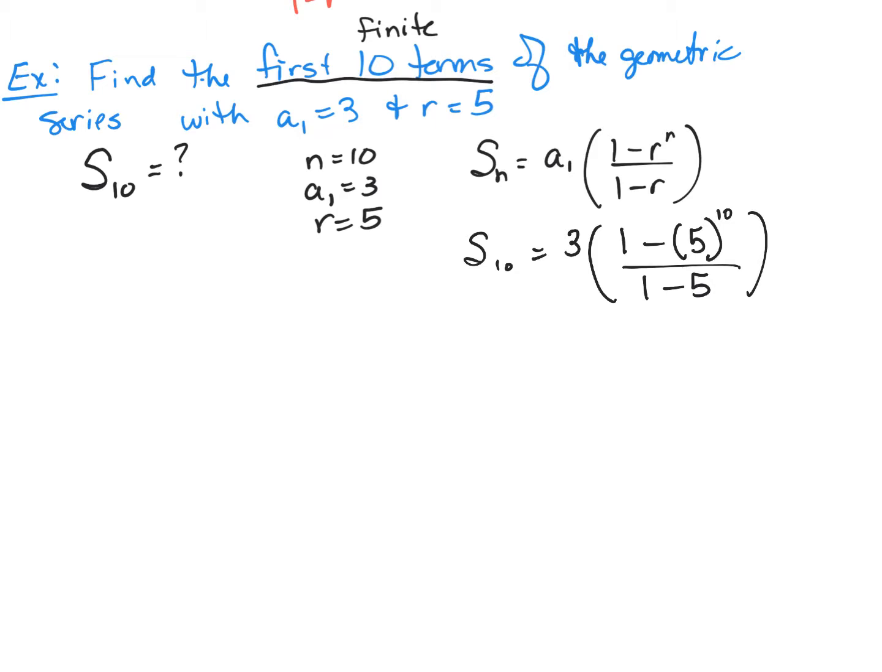Work from the inside out. You're going to take 1 minus 5 raised to the 10th power, right? Divide that by -4, 1 minus 5. And then multiply that by 3. So what'd you get? 7,342,218. Okay, it's just a calculator problem, isn't it? It's not terrible stuff.